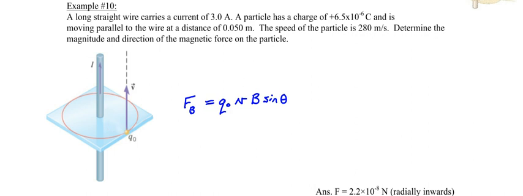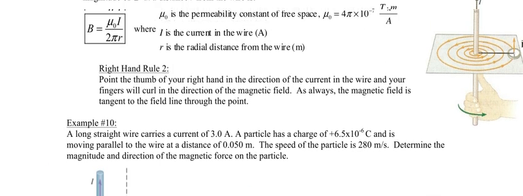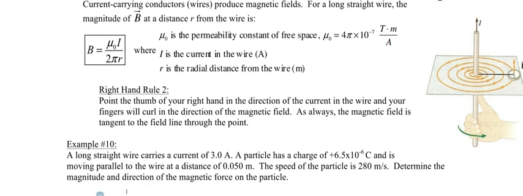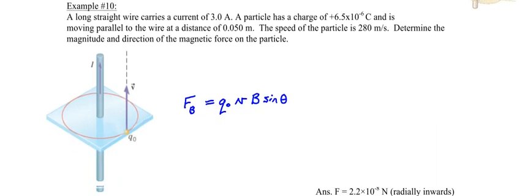If you recall, at the beginning of the notes here, you might see that the magnetic field produced by a long straight wire is given by this formula. B equals mu naught I all over 2 pi r. Mu naught is the permeability constant of free space, which is given by this value. So to calculate the magnetic field in example number 10, we're going to need to use that formula first. So B is equal to mu naught I all over 2 pi r. And then we could substitute in.